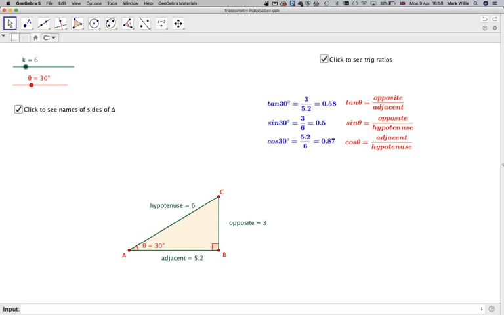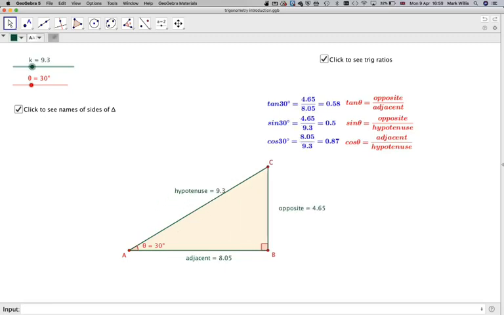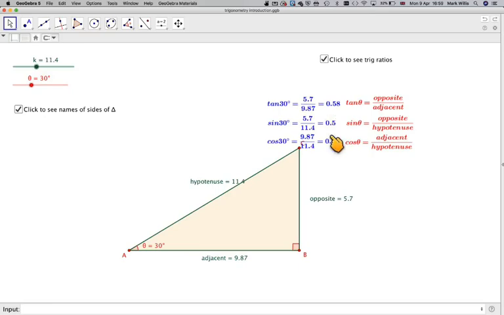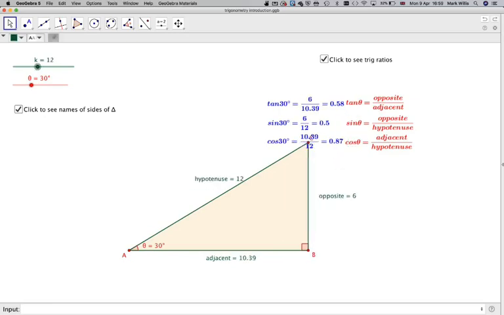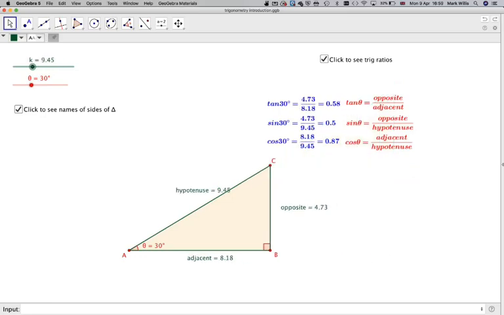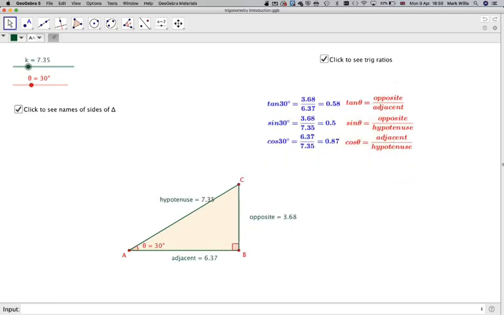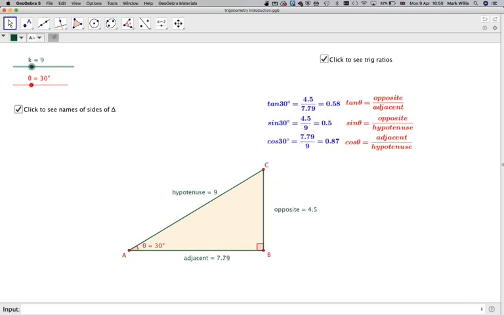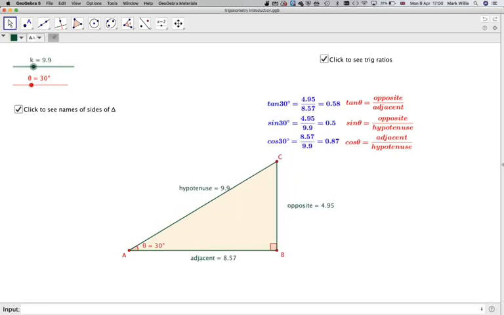Now if we make the triangle bigger, you will notice that the values here do not change. Even though the numbers here change, the ratios are always the same. It doesn't matter the size of the triangle, we can make it smaller or larger. Tan 30 will always be about 0.58, the sine of 30 will be 0.5, and the cos of 30 will be 0.87. They do not change because these triangles are similar, so the ratios stay the same. This is what happens with trigonometry.